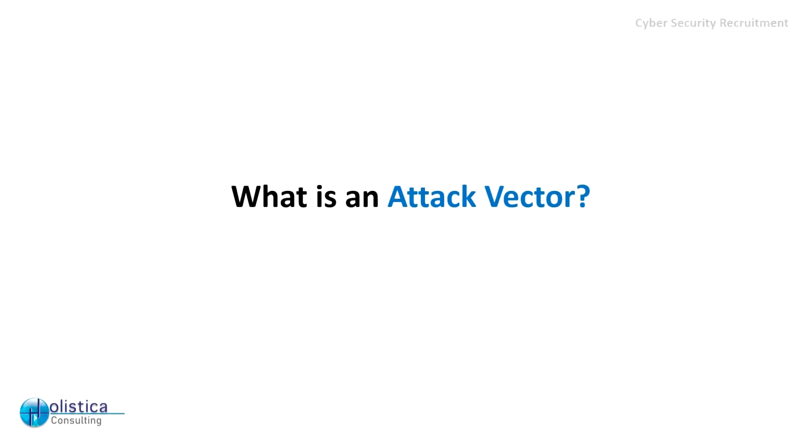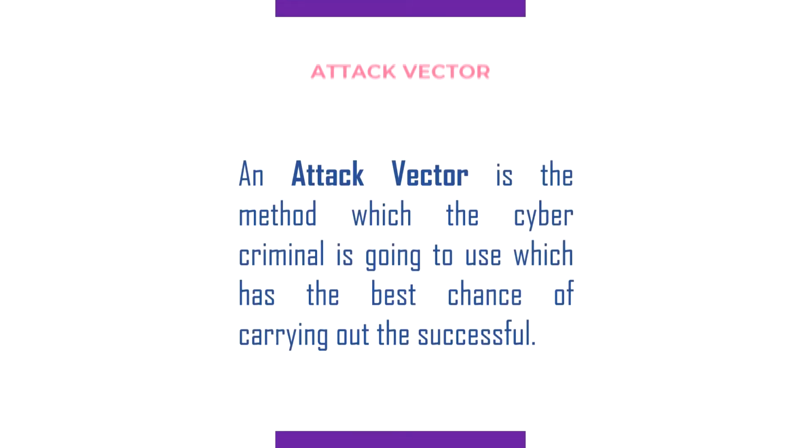The cyber criminal, having seen that attack surface, will have identified a number of methods which would potentially allow them to breach the network defense of that company. Those methods of entry are called attack vectors. An attack vector is the method which the cyber criminal is going to use, which has the best chance of carrying out the most successful attack. In their mind, the chosen route which will give them the best chance of success is an attack vector.